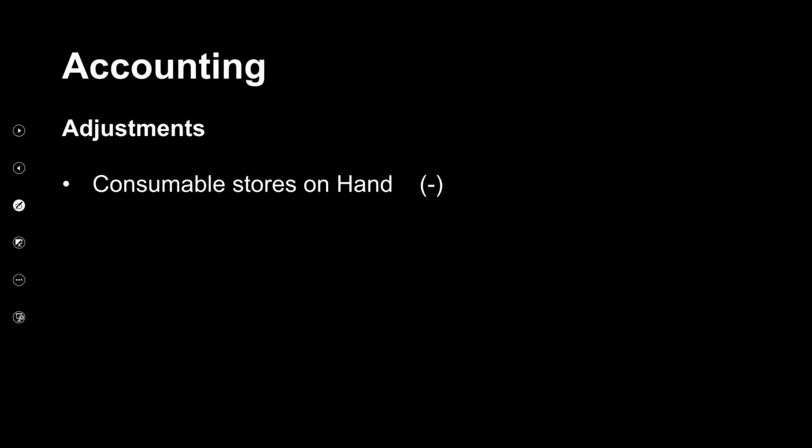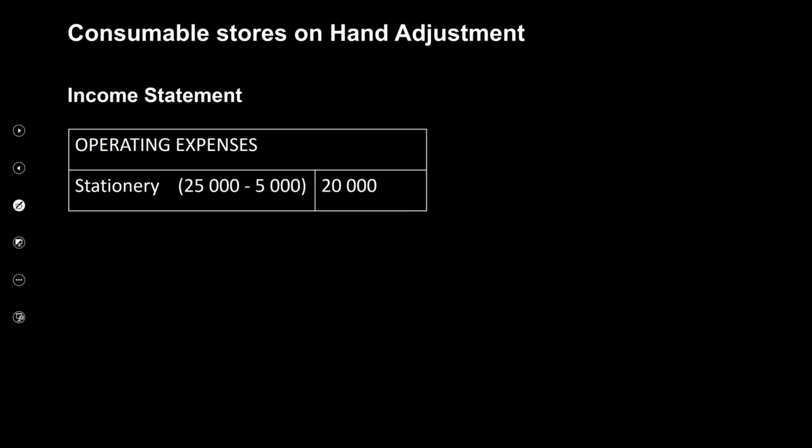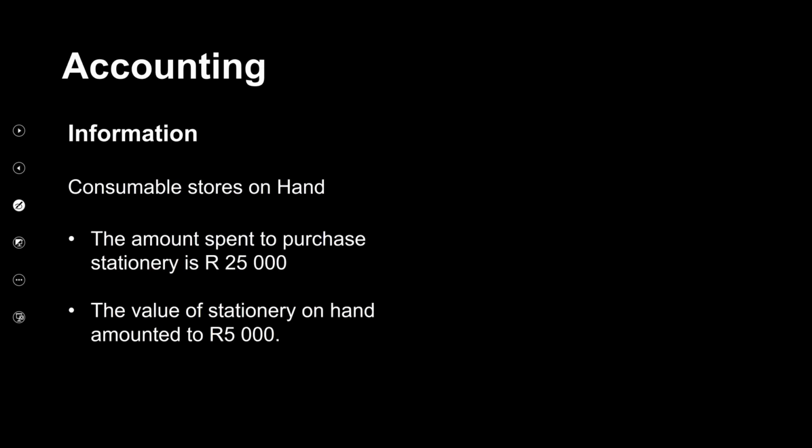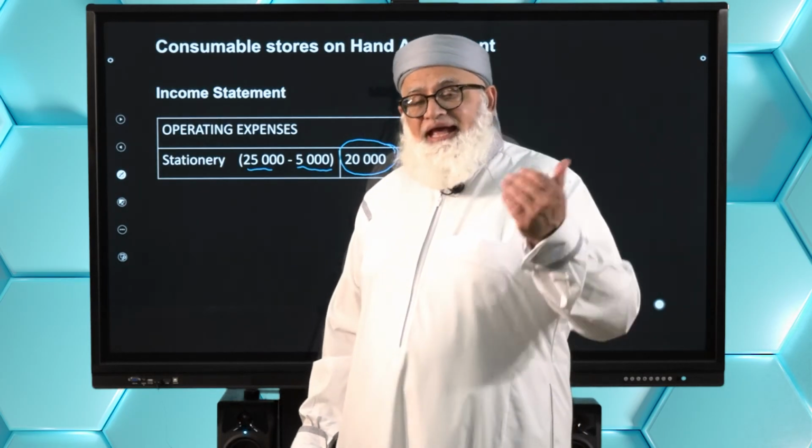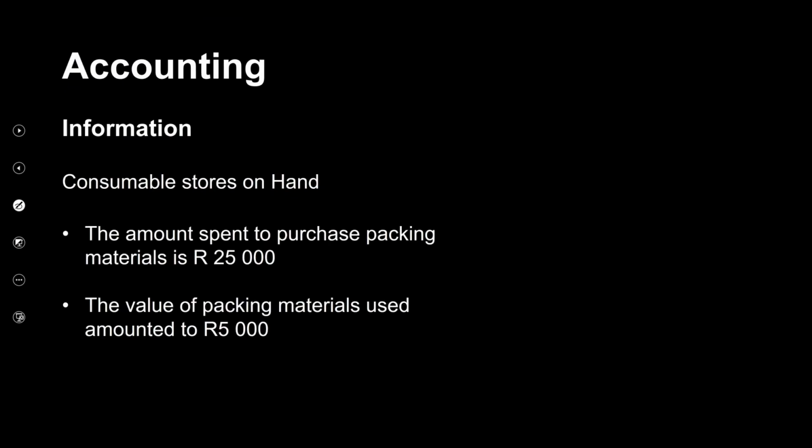Okay guys, we're looking at consumable stores on hand, and remember the operation is a minus. Look at this here. If we look at our stationery, we are told that the stationery amount in my trial balance is 25,000 Rand, and the value of stationery on hand amounted to 5,000 Rand. Therefore, 25,000 minus your 5,000, meaning you have utilized 20,000 Rand worth of stationery. So this is when they tell you the value of stationery on hand as per physical inventory at the end of the financial year.